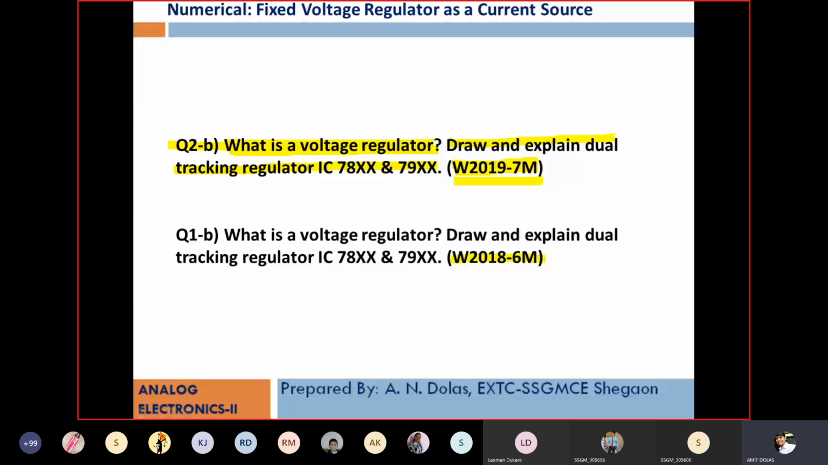I'm not providing a solution for this because we already went through the theory of these points. That's why I am just putting the questions here. Question 1b, what is the voltage regulator? The same question is asked, you can see here. And draw and explain dual tracking regulator using IC 78XX, 79XX. So these both questions are the same. One is for 7 marks, in another paper it is asked for 6 marks. You have to prepare the theory related to 78 and 79 so that you can get the marks.